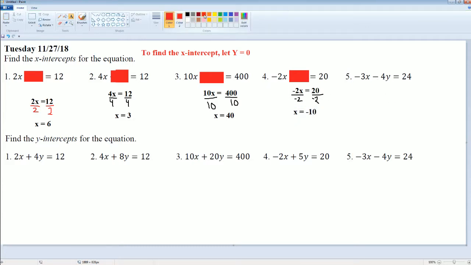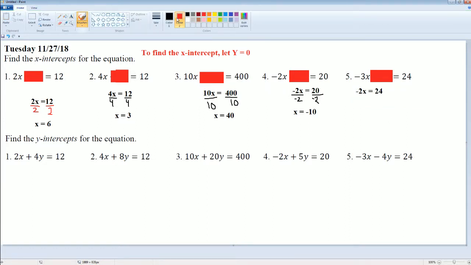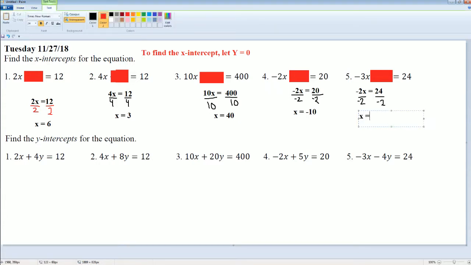Next one, again, same process. Y equals 0, so this becomes 0. Now you have negative 3x is equal to 24. Divide both sides here by negative 3 because you're trying to get x alone. Then you get x is equal to negative 12.